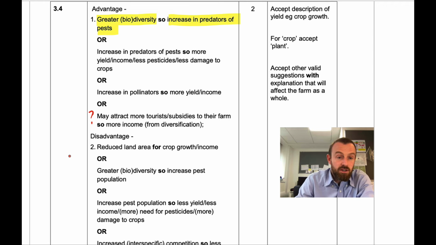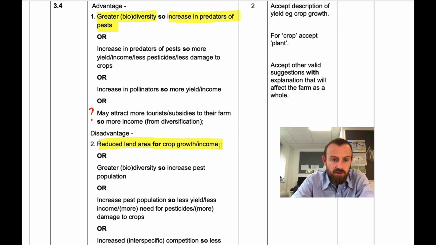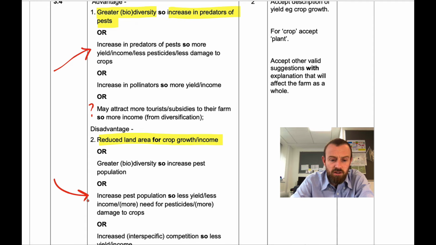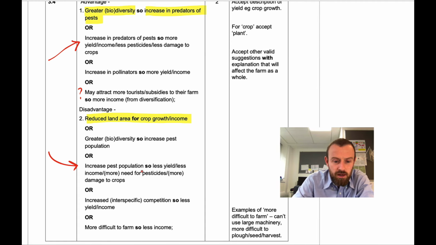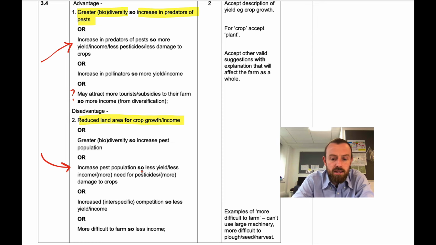The main disadvantage, the one I said, was reduced land area for crop growth. Isn't it interesting here that in this mark scheme, you can say the opposite thing and get credit for it. So this says increase in predators, and this says increase in pests, but they're both credited. You could argue it could be an advantage or a disadvantage. Just to zoom out a little bit there so you can see the full picture. Pause and have a look at some of those other possible options, and then we'll move on.